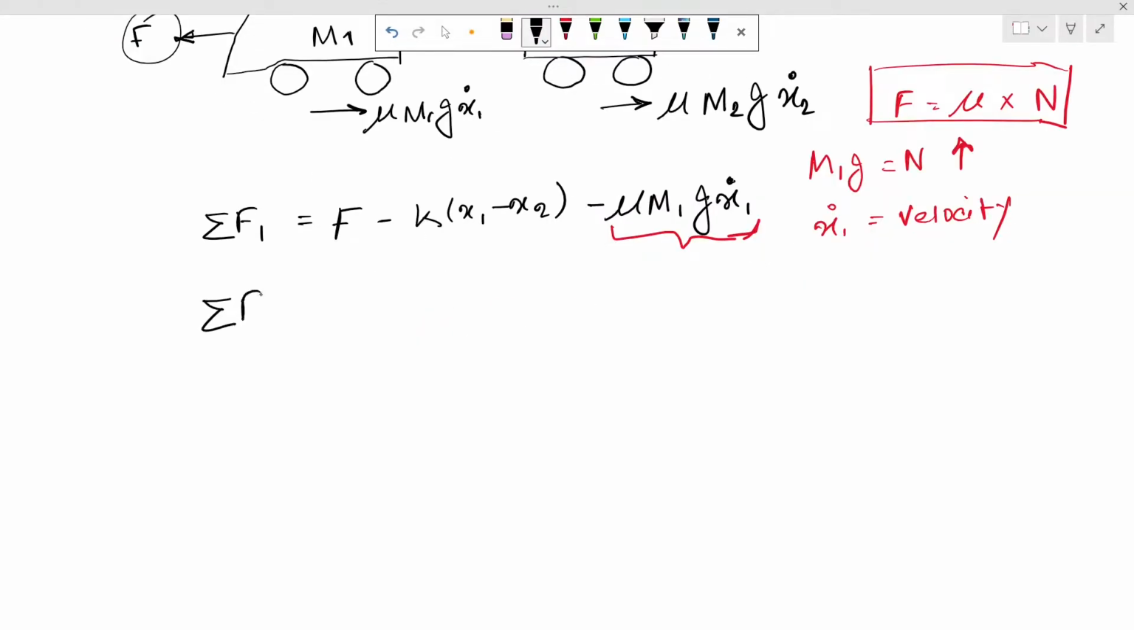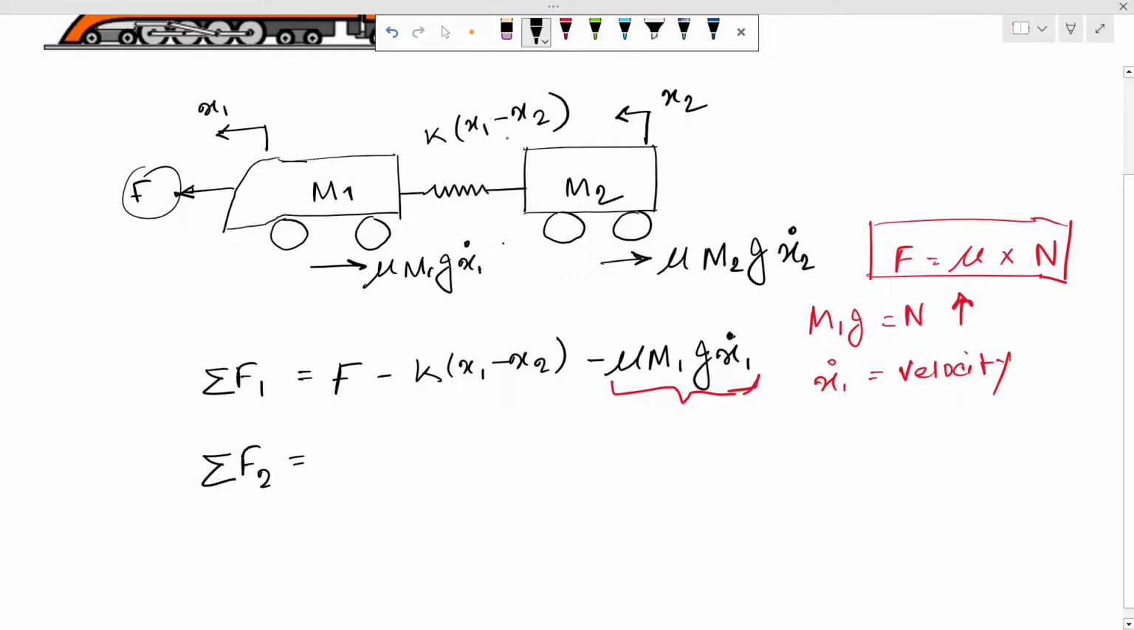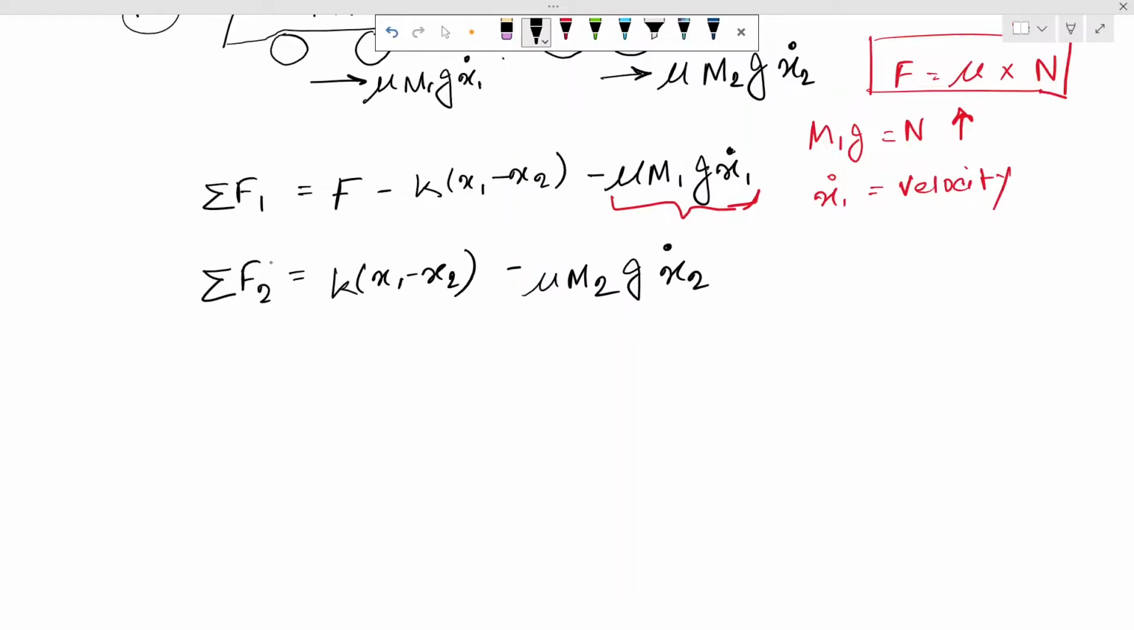What is F2? F2, here the main force is k into x1 minus x2, which is affecting in this direction. For this force, this cart will move. Then k into x1 minus x2 minus this rolling friction mu m2 g times x2 dot, the velocity. Now from all this, I have to make a Simulink model.